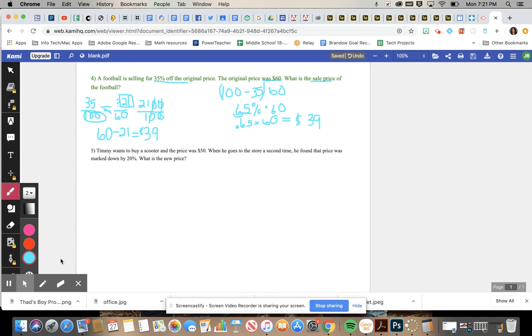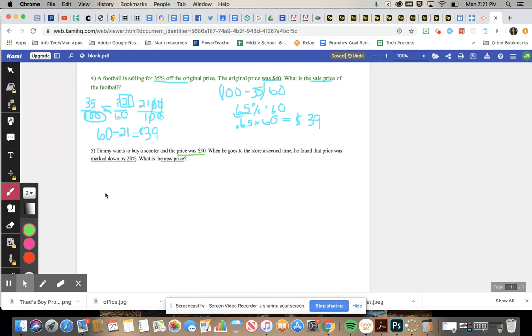Okay, one last problem here. Let me change color one more time. Go to green. Okay, Timmy wants to buy a scooter and the price was $50. When he goes to the store the second time, he found that the price was marked down by 20%. What is the new price? New price would be the price on sale.